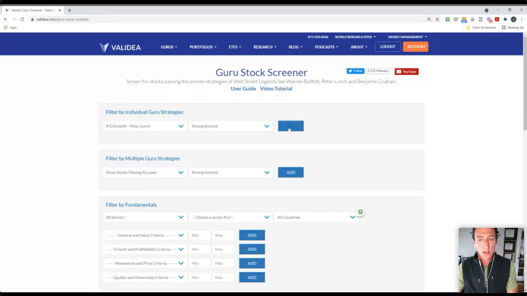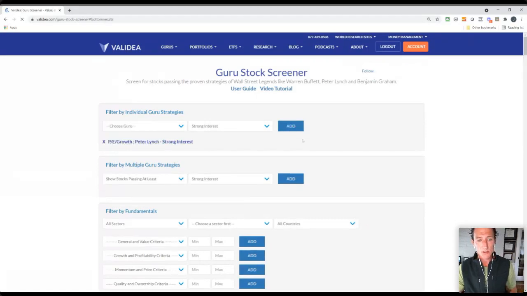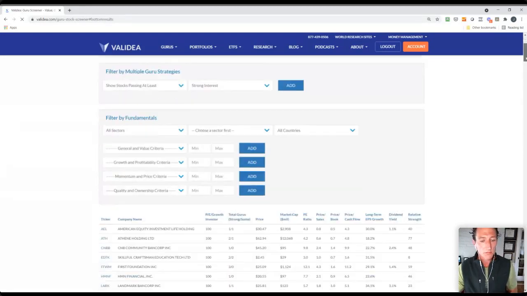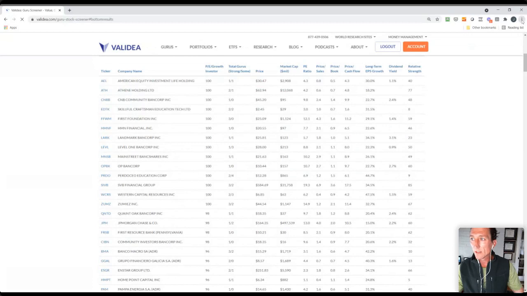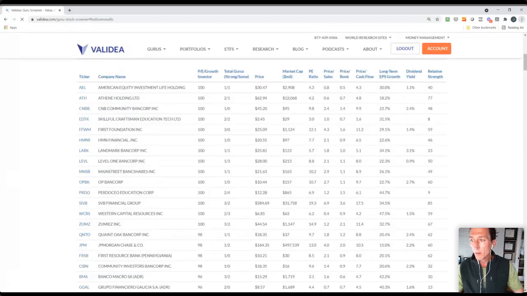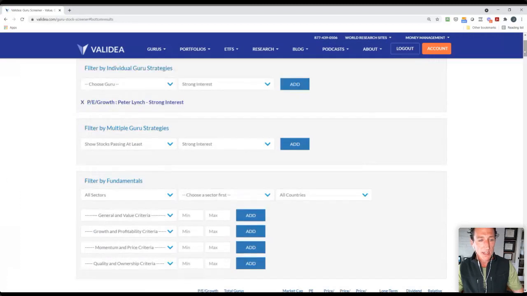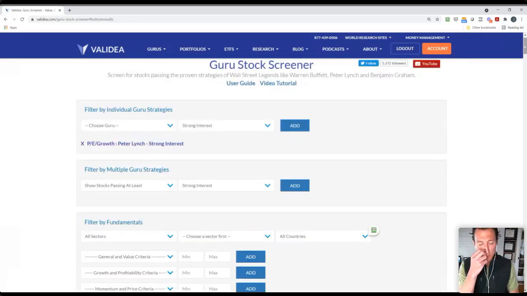And let's get stocks that pass with strong interest only, which is generally speaking in our system 90% or above. So there's a big long list of stocks, probably way too many to work through, but it's a starting point. It basically says, okay, Lynch, who basically looked for growth at a reasonable price type securities, used the PEG ratio, likes to see other fundamental factors. We can start here and we can start trying to find stocks that meet the Peter Lynch model of investing.